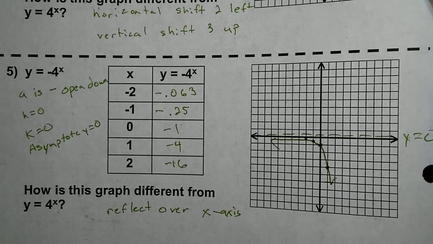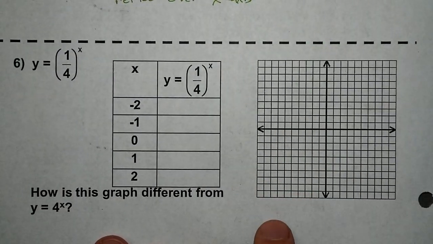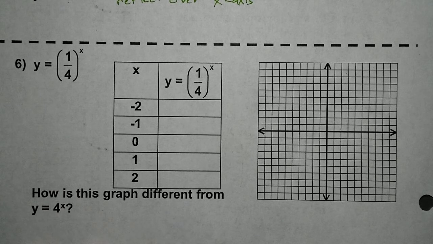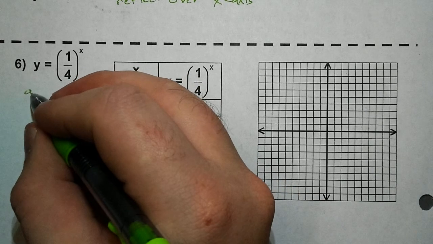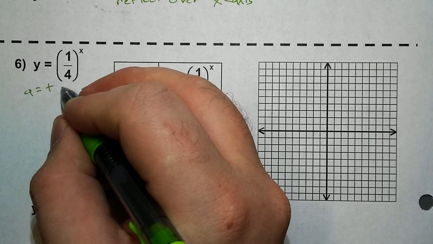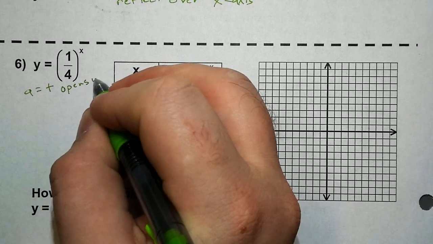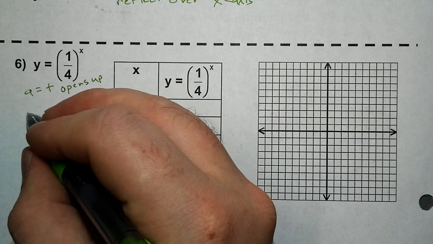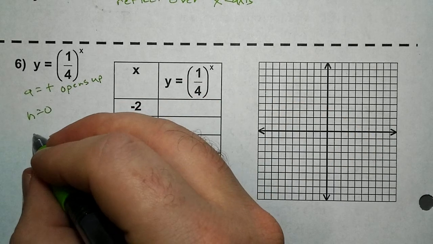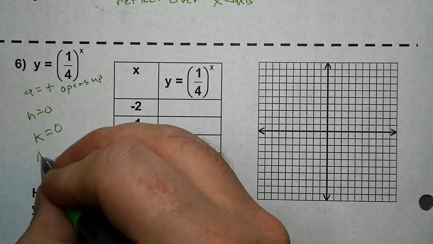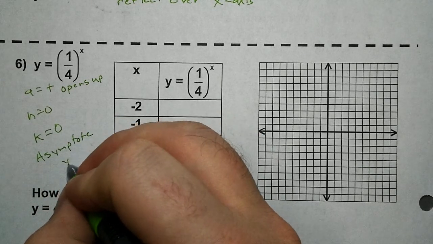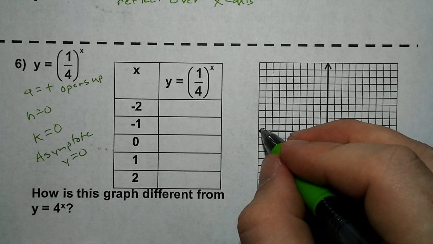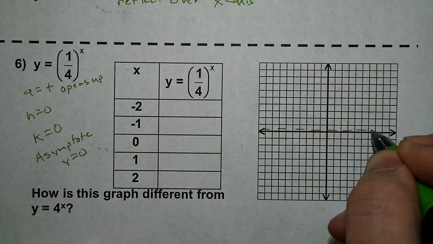All right, one more. Now, let's look at 6. We've got 1/4 to the x. Well, the a is positive, right? So this one opens up. There's no h, so there's no shift there, and there's no k, so your asymptote is still at 0. So I really don't know what's going to happen yet. Let's graph it and let's find out.